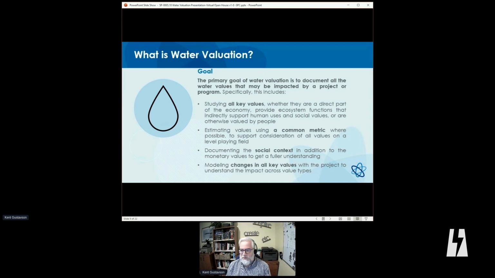But we also want to make sure we document the social context in addition to the monetary value. So that qualitative information, that contextual information, that narrative, the understanding that people have for how they value water is important to consider, whether or not we can put a dollar value on it. So that's still an important part of what we're doing. And once we understand that, we model the changes in the key values associated with a project to understand the impacts across different value types. So that's the overall approach.